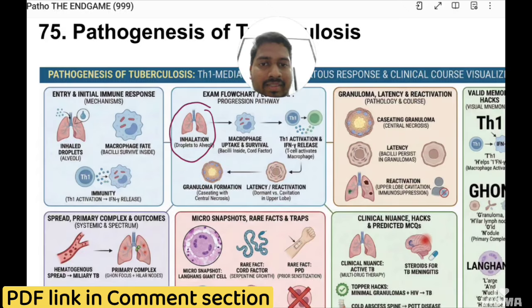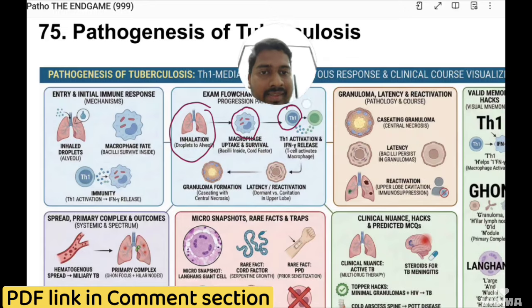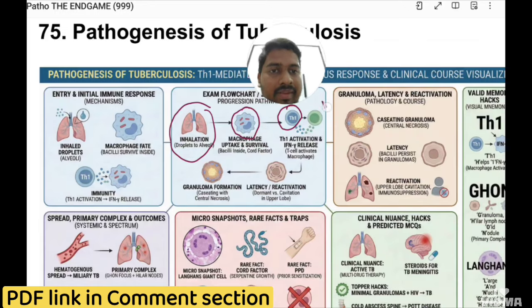Then there will be macrophages which engulf this bacilli. They remain dormant also. If immune response is mounted, then it will be via Th1 cells, T helper 1 cells. Okay, Th1. And then it will release interferon gamma. Remember, the whole story is behind interferon gamma. Okay, this interferon gamma will activate the macrophage. There will be granuloma formation, and then it can go under dormancy also.